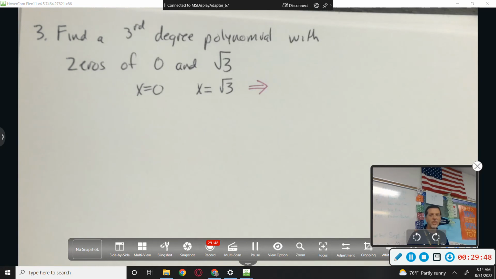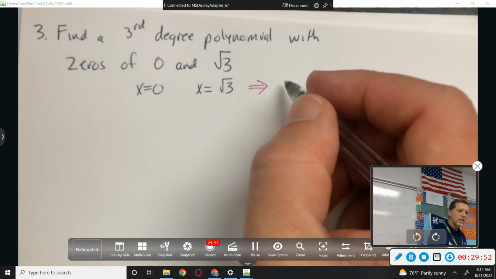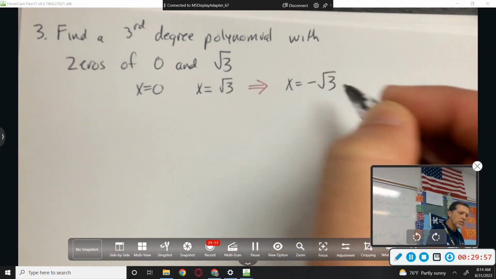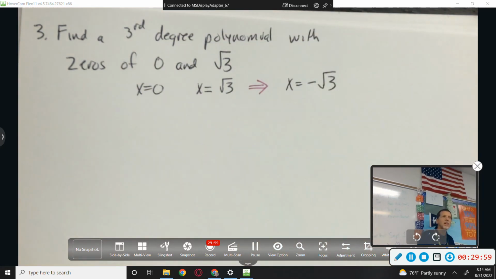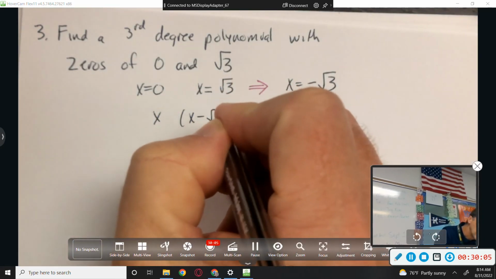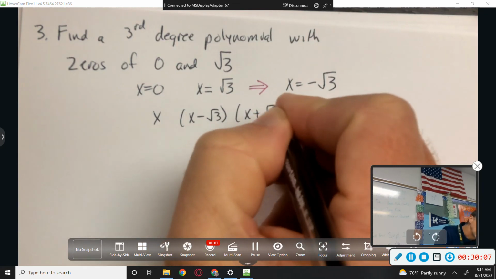X equals negative square root of 3. Yeah, like I was saying. Oh, you're ready to put them in factored form. So x, and then x minus root 3, and x plus root 3.